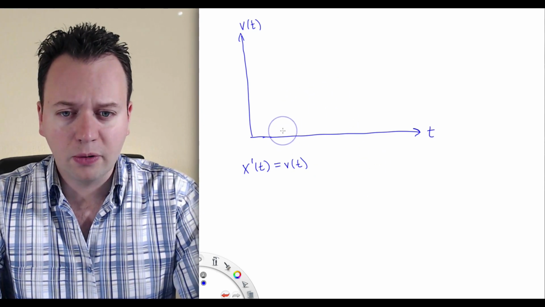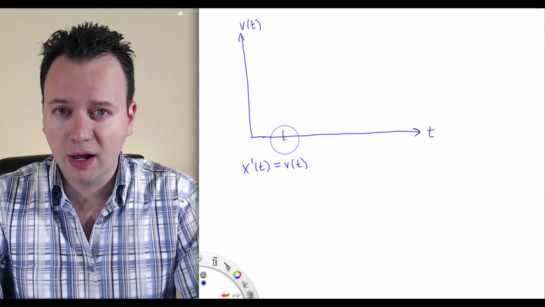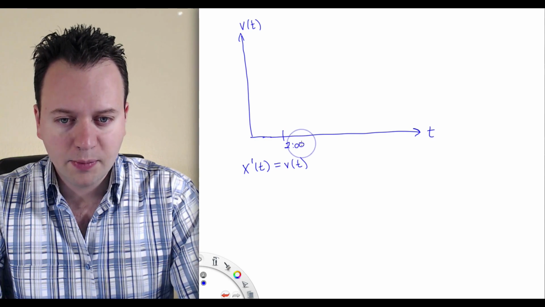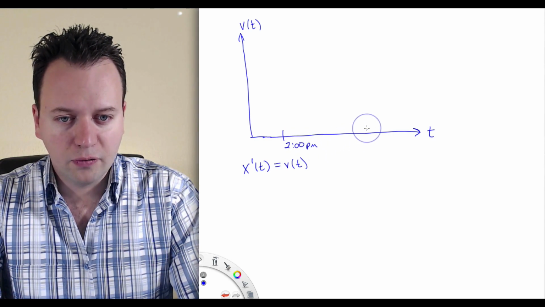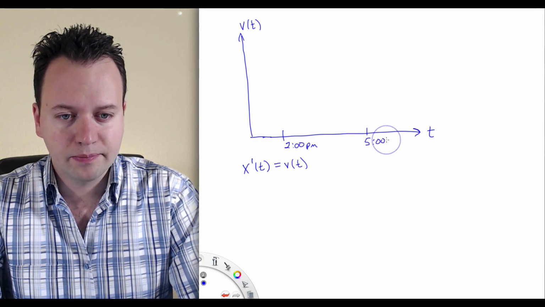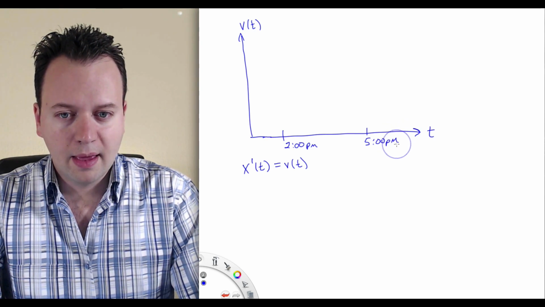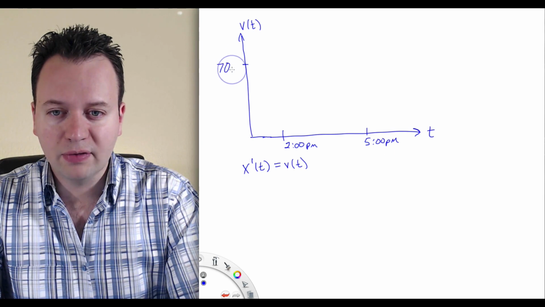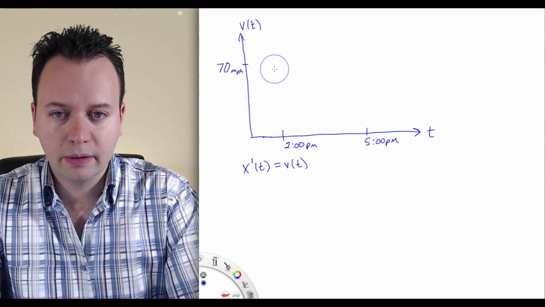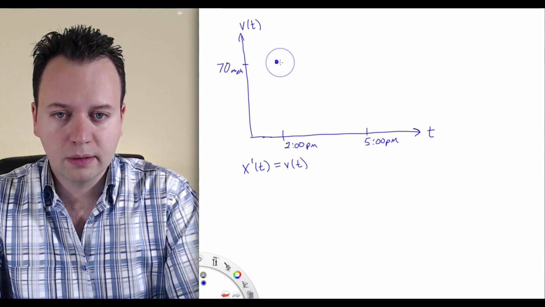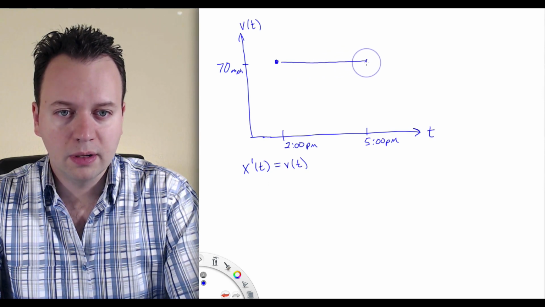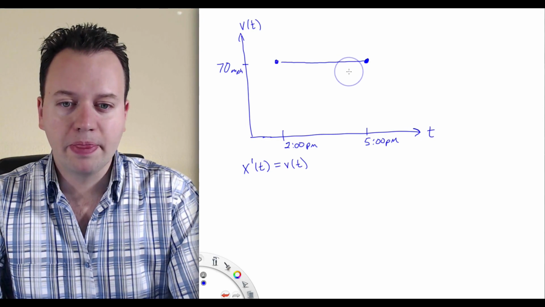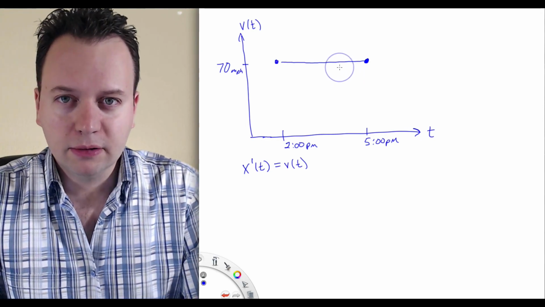So in this example, suppose we have a constant velocity. We'll do something very simple. Suppose here we have 2 o'clock p.m. and then over here we have 5 o'clock p.m. And we have a constant velocity of 70 miles per hour between 2 and 5. Simple like that. How far did you travel? How far did you drive?